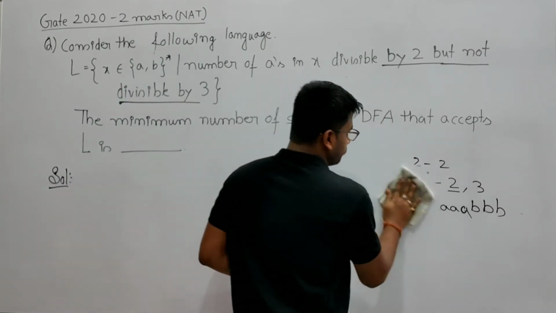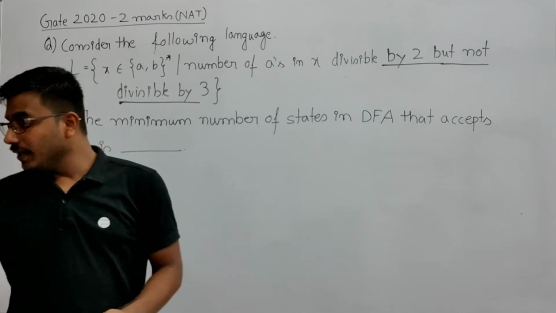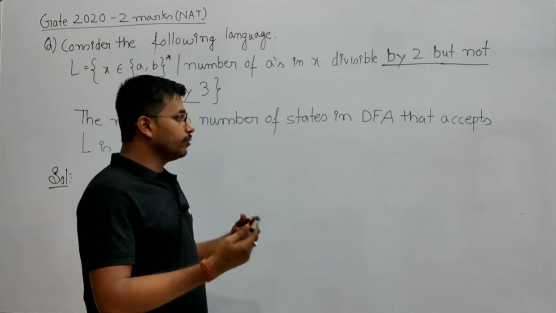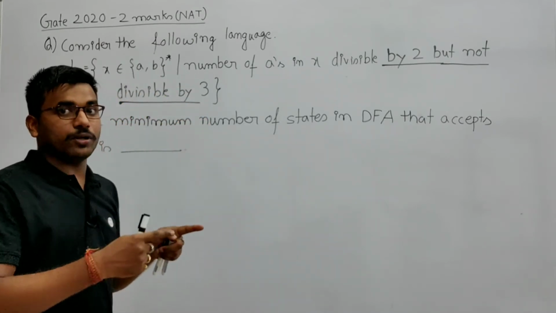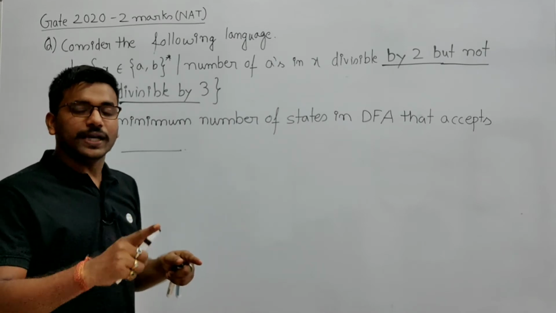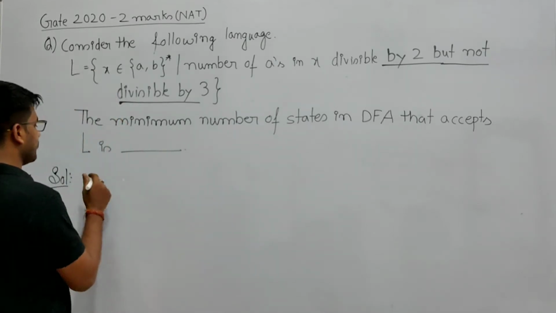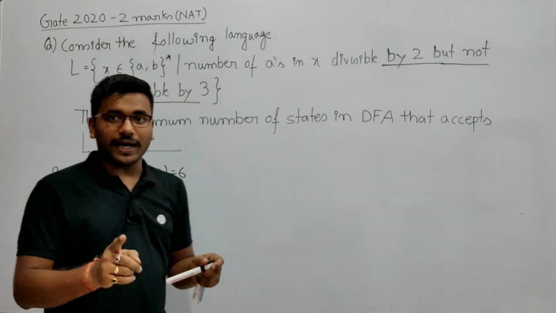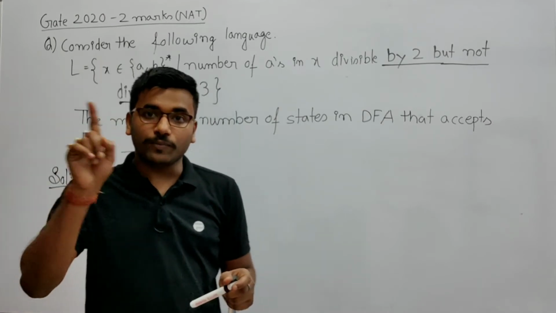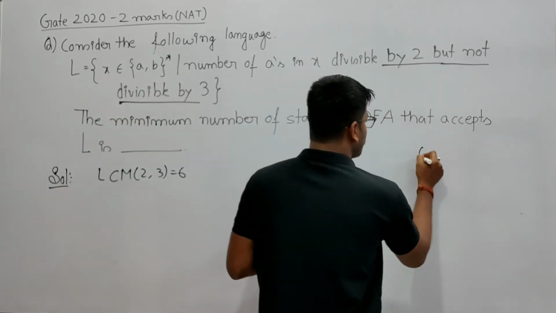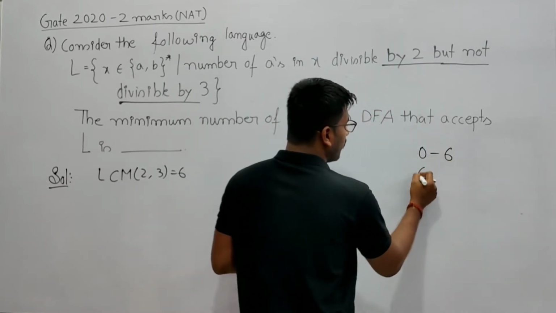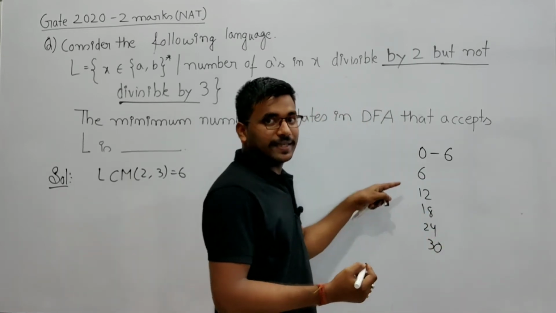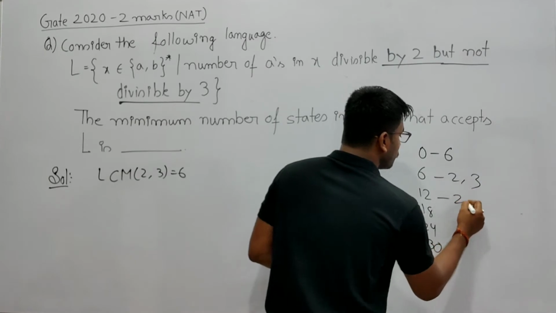Now, how do we find a number which is divisible by 2 and 3? We will do it the reverse way. You know that if we find the LCM, we have seen this kind of problem, the LCM of 2 and 3 gives the least common multiple. So the LCM of 2 and 3 is 6. It means the numbers divisible by 6 are divisible by both 2 and 3. Like 0: 0 is divisible by both 2 and 3 because it is divisible by 6. Then 6, 12, 18, 24, 30. So a number divisible by 6 is divisible by both 2 and 3.